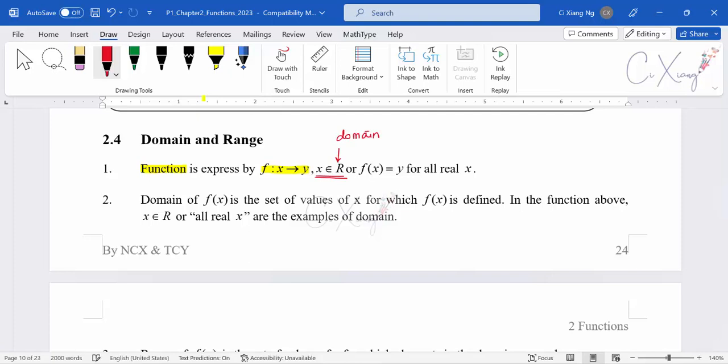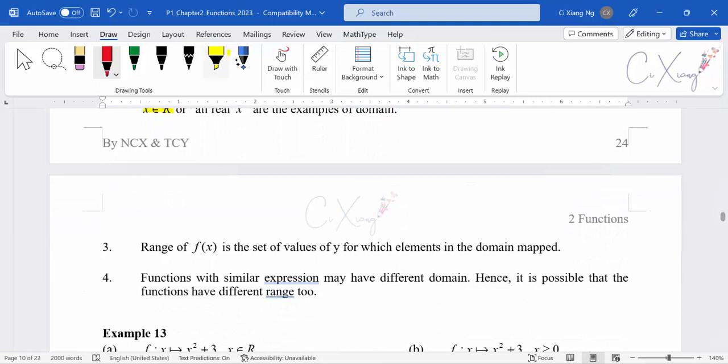Usually the domain will be stated after the equation of a function is given. And again, what is the meaning of domain? The domain of x is actually the values of x where the function is defined. In the function above, x is an element of R, or all real x, is an example of domain. Basically, the domain is the value of x where the function is defined.